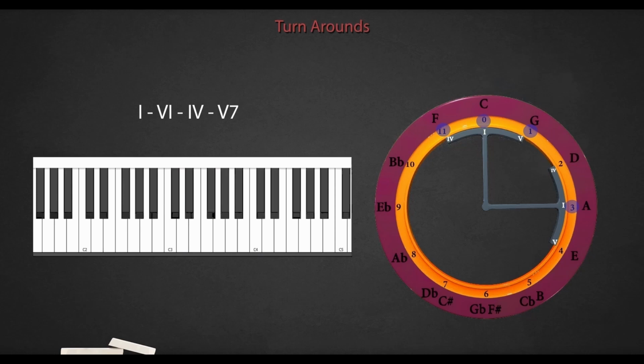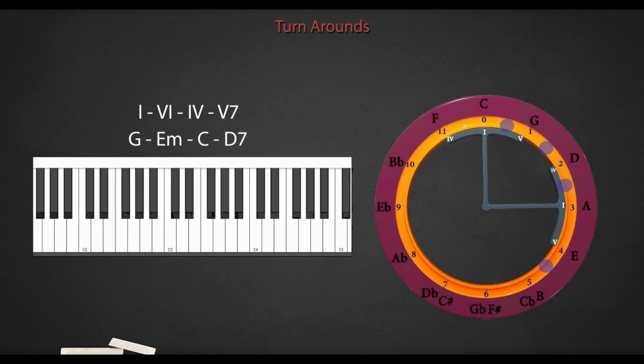Is this sound familiar to your ears? This is a chord sequence that we have heard in many songs. Let's see now. If we move this chord sequence one position to the right on the circle, we have the same turnaround in G major scale. G major, E minor, C, D7.